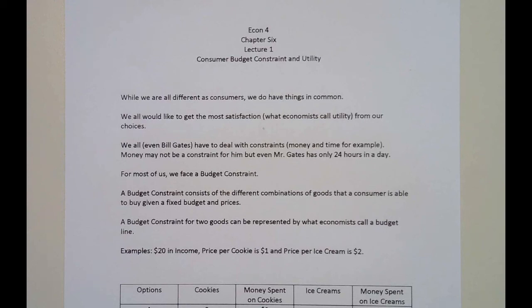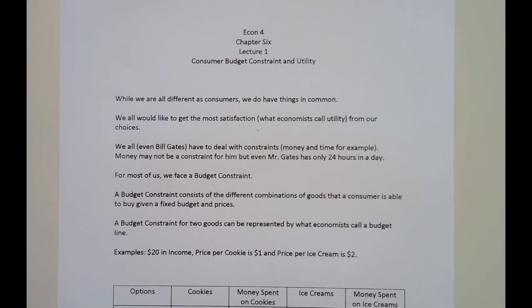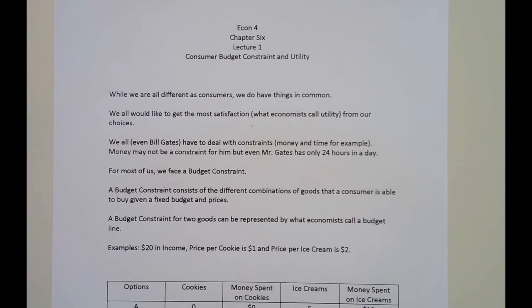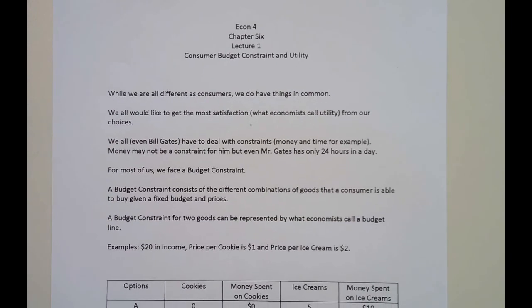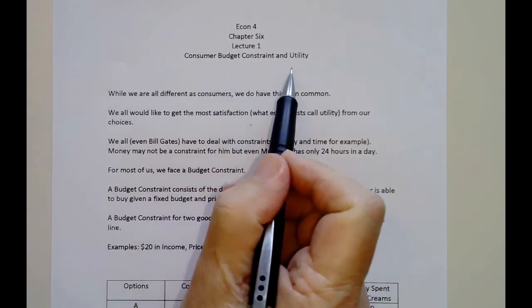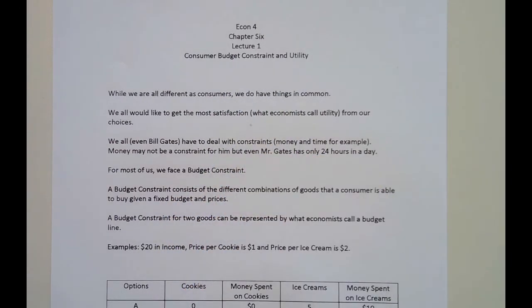Hello, this will be for Chapter 6. Chapter 6 should not be that long. We have a few things to talk about. Chapter 6 looks at consumer behavior and looks at mostly the consumer budget constraint and a thing called utility, which we've already talked about earlier when we were talking about consumer surplus.